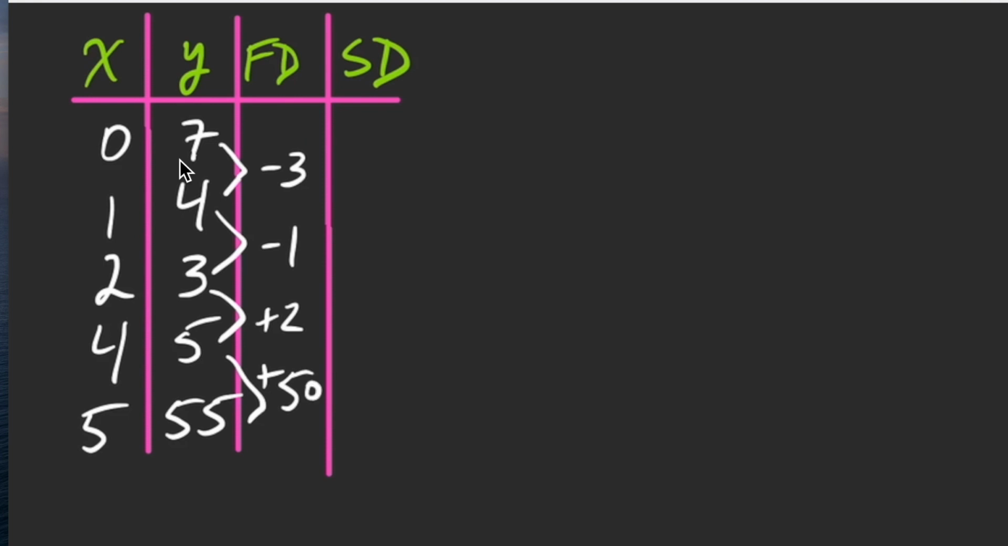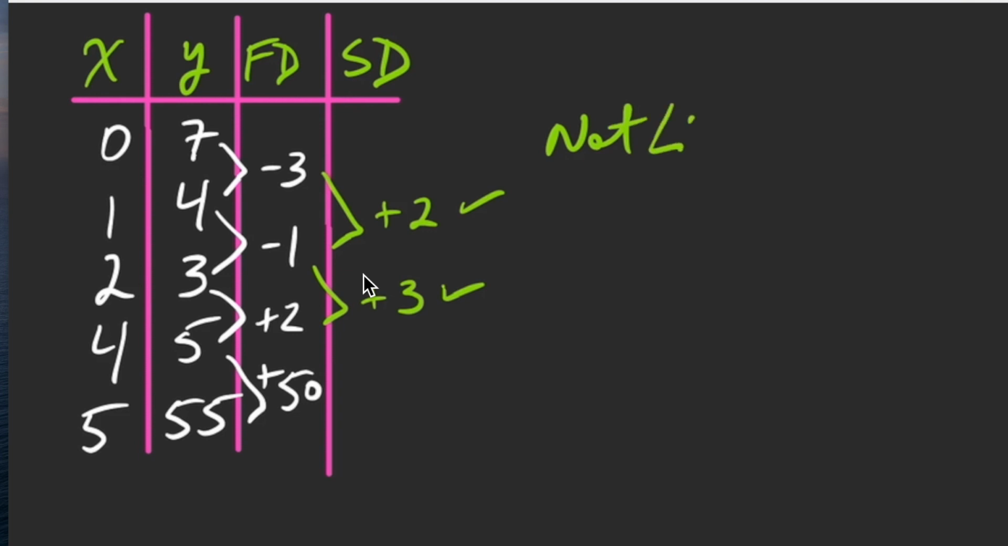Moving to our second difference, we're going to do negative 1 minus negative 3, which is going to be negative 1 plus 3, or positive 2. Then we're going to do 2 minus negative 1, which is 2 plus 1, which is positive 3. So we immediately see that the second difference varies. So now we know this is not linear, and not quadratic. At this point, we evaluate as to whether or not this is exponential.